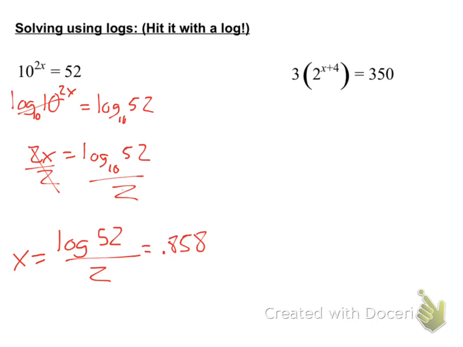And here's the cool thing. I have a potential answer. Can I put it up here? What's 10 to the power of 2 times 0.858? It should be really super close to 52. Is it going to be exact? No, because we made an approximation. And so be careful on that. You're not going to be perfect on it, but you'll be pretty darn close. Okay? Any questions?